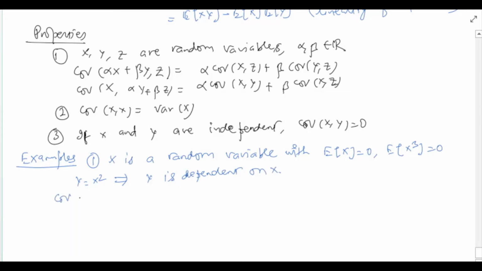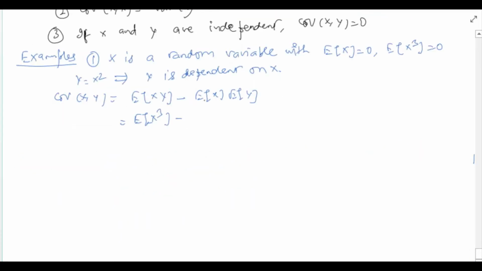Now let us compute the covariance of X and Y. From the formula above, it is the expected value of XY minus the expected value of X times the expected value of Y. Notice that Y is X squared, so the first term becomes the expected value of X cubed. As far as the second term goes, the expected value of X is 0. Though the expected value of Y, which is the expected value of X squared, is not 0, the second term becomes 0. From the hypothesis, the first term is also 0. So, we see that the covariance of X and Y here is 0 even though they are not independent.